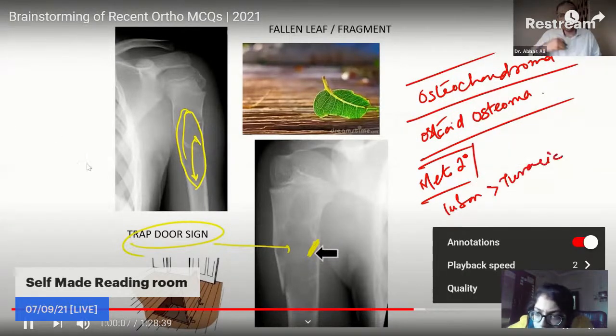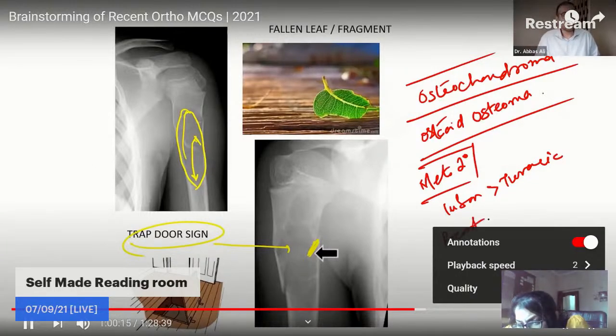Next question. Where do these metastases come from? What is the most common site of the origin? They come from breast. In males, where do they come from? They come from prostate. So overall, most common is breast. In males, prostate. Third is lungs.